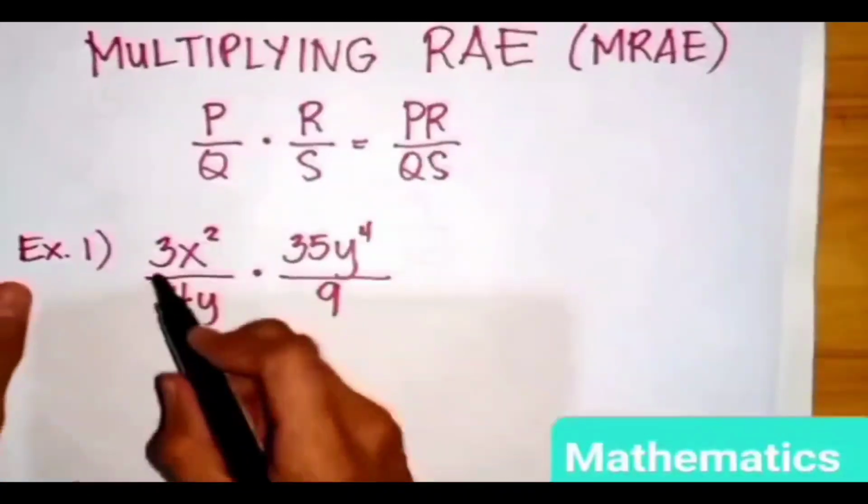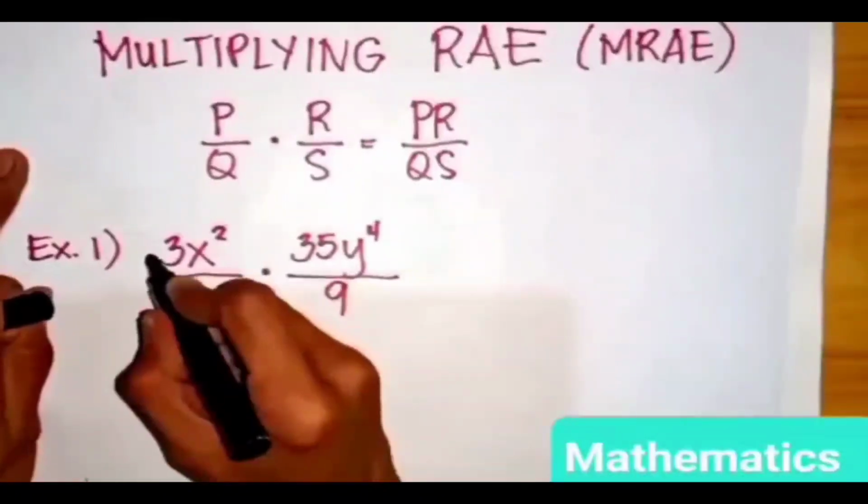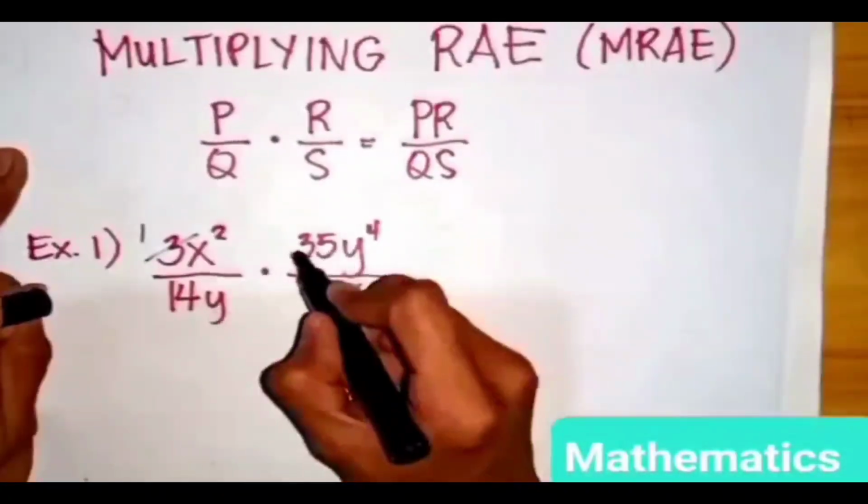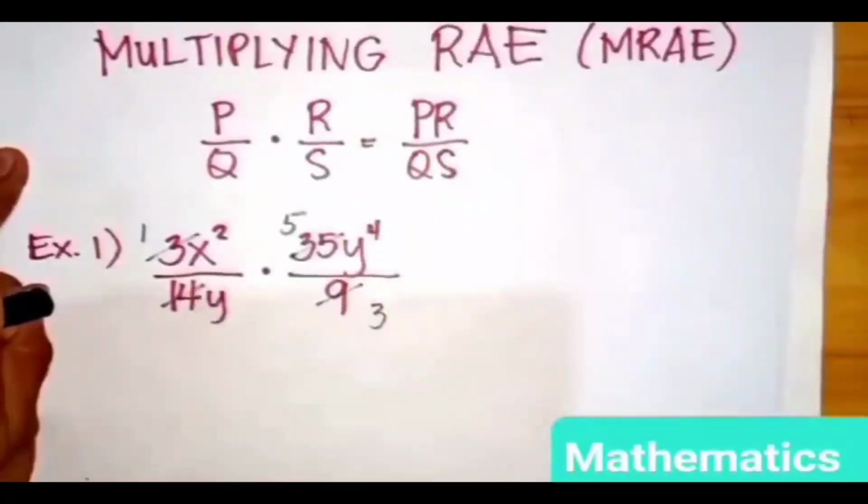Ayun. Doon muna tayo sa mga coefficients. 3 and 9. So we divide these two numbers by 3. 3 divided by 3, 1. 9 divided by 3, 3. Next, sa 35 and 14 naman, the GCF is 7. 35 divided by 7, that's 5. 14 divided by 7, that's 2.